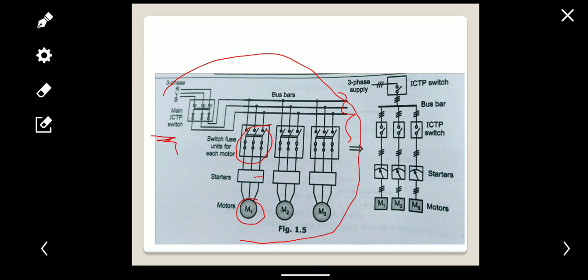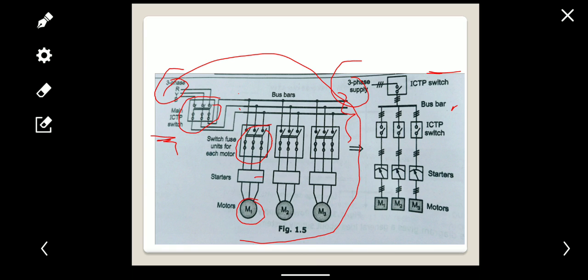Now from this wiring diagram we should make the single line diagram. Here the 3-phase supply is there. The 3-phase supply is given to the ICTP. Then the ICTP is connected to the bus bar. How many wires are there at the bus bar? There are 3 wires, 1, 2 and 3. Similarly, here 3 dashes are shown for the 3 different wires.